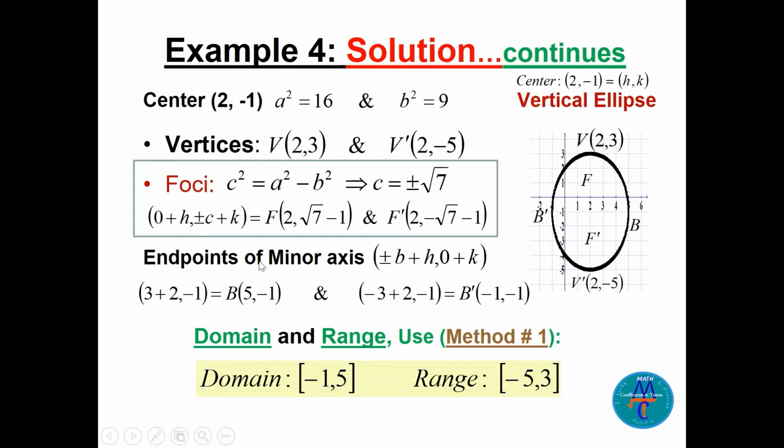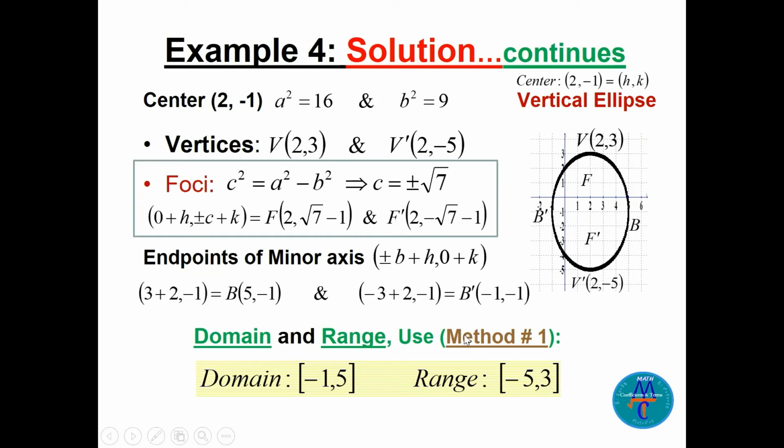Let's see the endpoints of the minor axis, which is b, b prime. We have the formula h, k plus or minus b. So I put the numbers here. I have the b: b squared is 9, b is plus or minus 3. I have h is 2, and k is minus 1. So I will get b here, 5 and minus 1. I will get b prime, minus 1, minus 1.